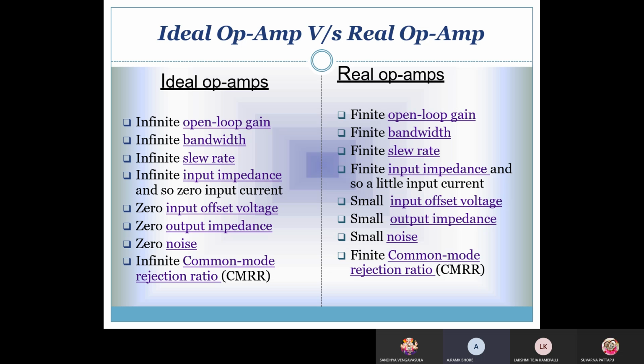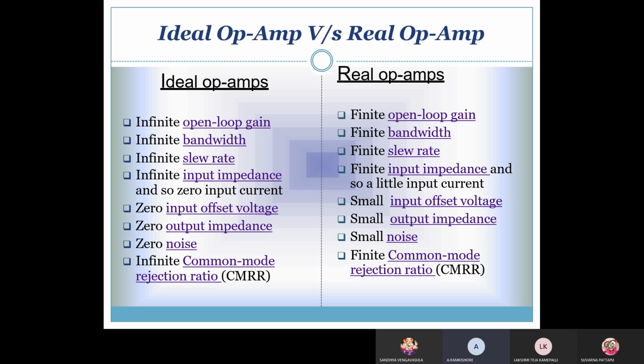And this stage provides the major part of the voltage gain. The output of the input stage is directly connected to the intermediate stage. This is another differential amplifier, with dual input unbalanced output. Since the input stage alone does not provide such a high gain, in order to increase the gain we go for the intermediate stage.